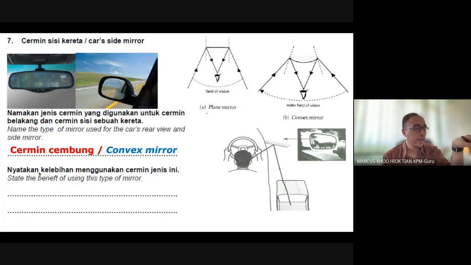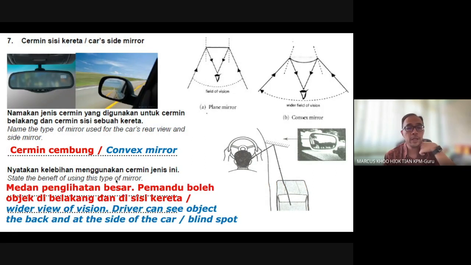Okay, so I know that you can only see this picture in your handout, but go and look for this in your workbook. These two questions are in the workbook. Go and get it and copy this down. The benefit of using this type of mirror is that you have a wider field, wider view of vision. The driver can see the object at the back and at the side of the car and miss the blind spot. If your mirror is just a plain mirror, then you see less.